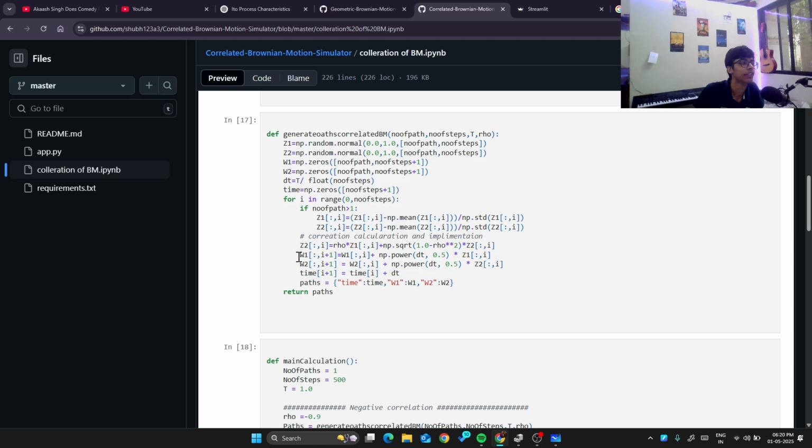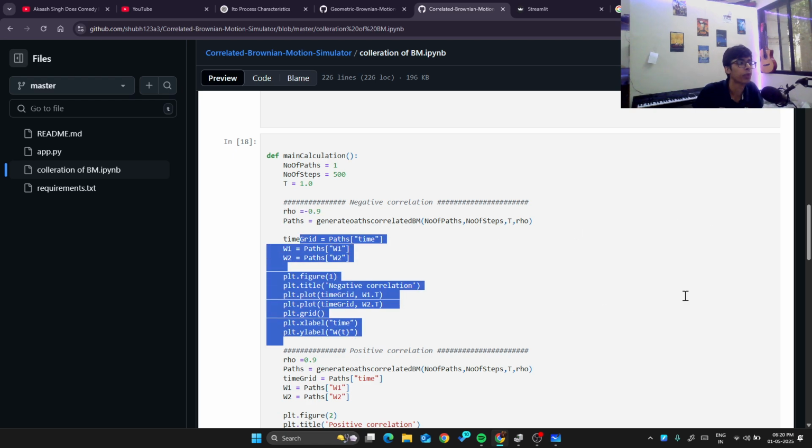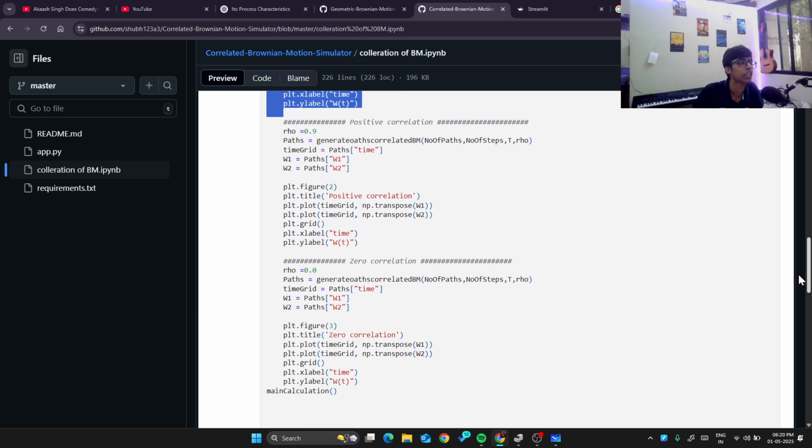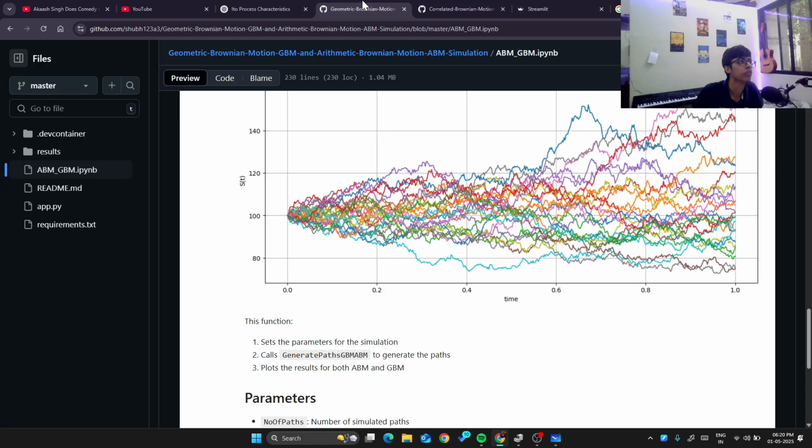And then the simple Brownian motion. Okay, and then we just plot it, and you can see positive correlation where rho is positive and negative correlation where rho is negative. It is simple plotting, negative and positive. And let me show you in the app. It would look good in the app.